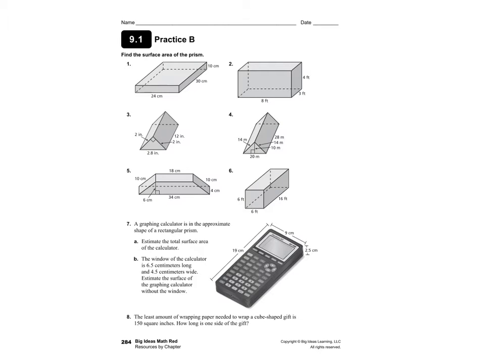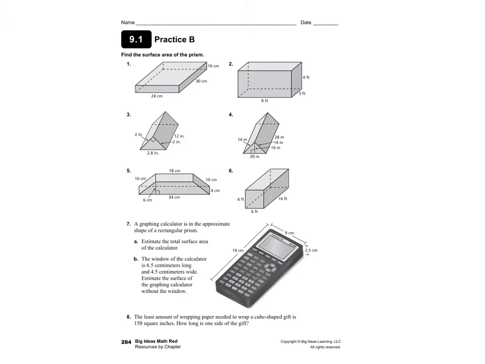Alright, so this is 9.1. It is over surface area. You guys should have watched the video over surface area of a prism, which means that you should know that on a prism, all lateral faces should be rectangular, and then the base is the thing that's not rectangular if there is a shape that's not rectangular, okay?